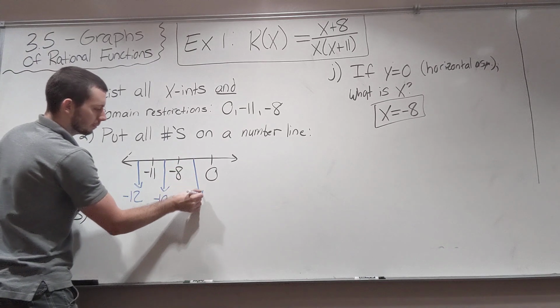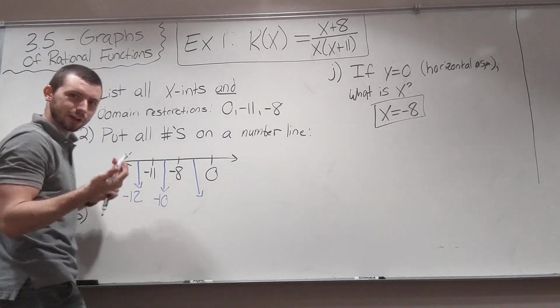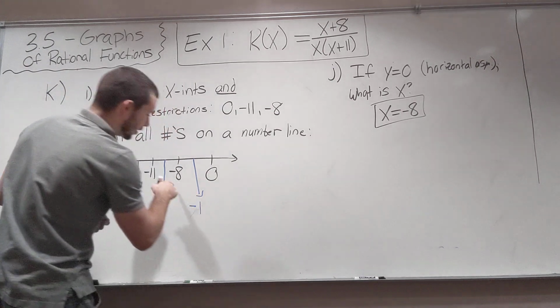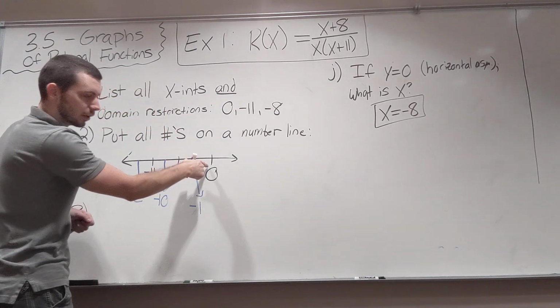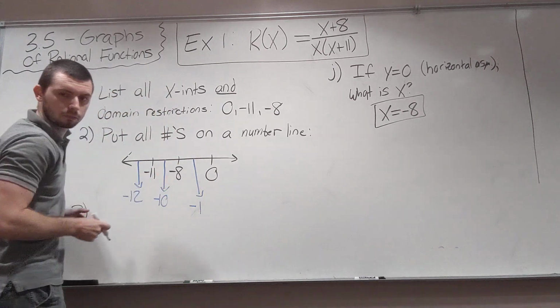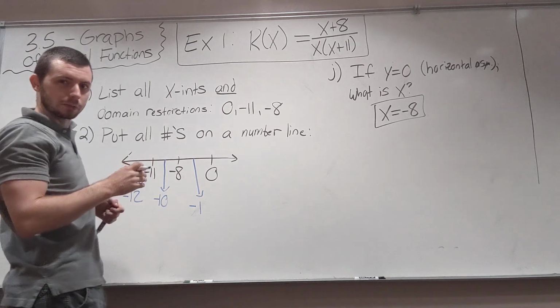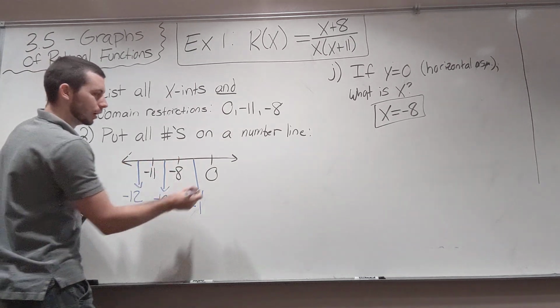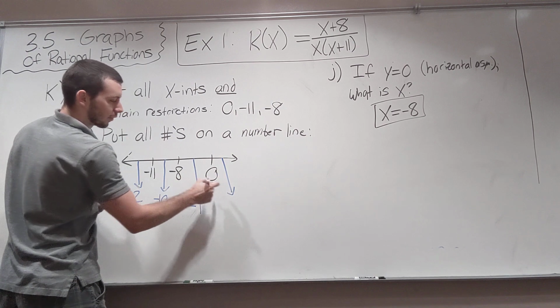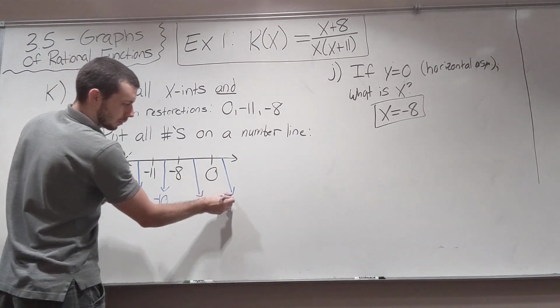And then from this segment, I'll pick negative 1. Any number that's larger than negative 8 and smaller than 0, negative 1. You can pick negative 2 or negative 3, anything that lies in that interval. And here, any number that's just greater than 0, I can pick positive 1.